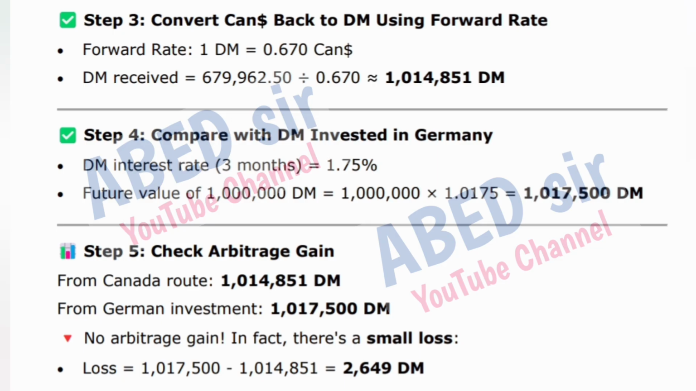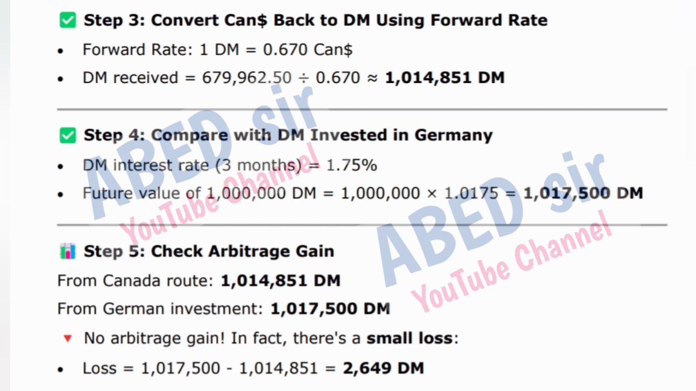Step 4. Compare with diem invested in Germany. Diem interest rate, 3 months, is equal to 1.75%. Future value of 1 million diem is equal to 1 million times 1.0175, which is 1,017,500 diem.